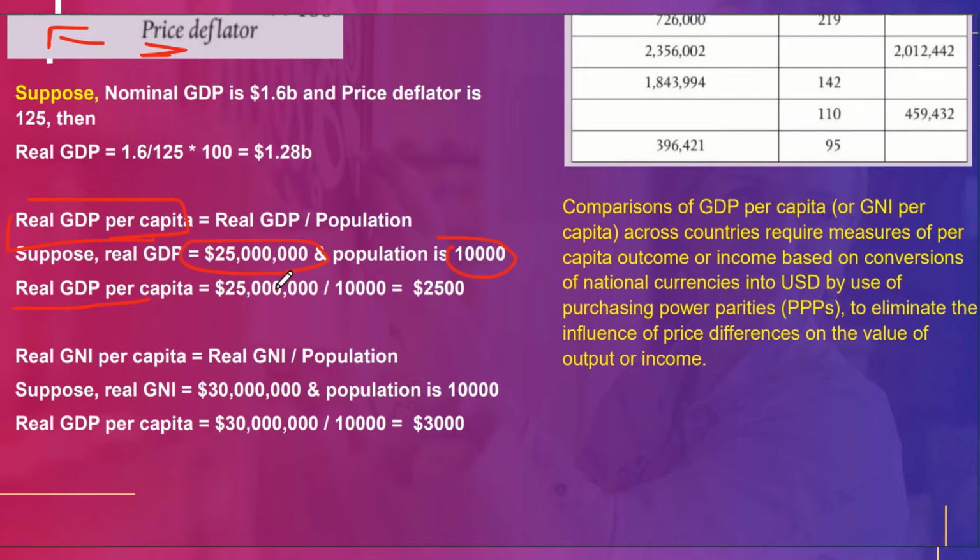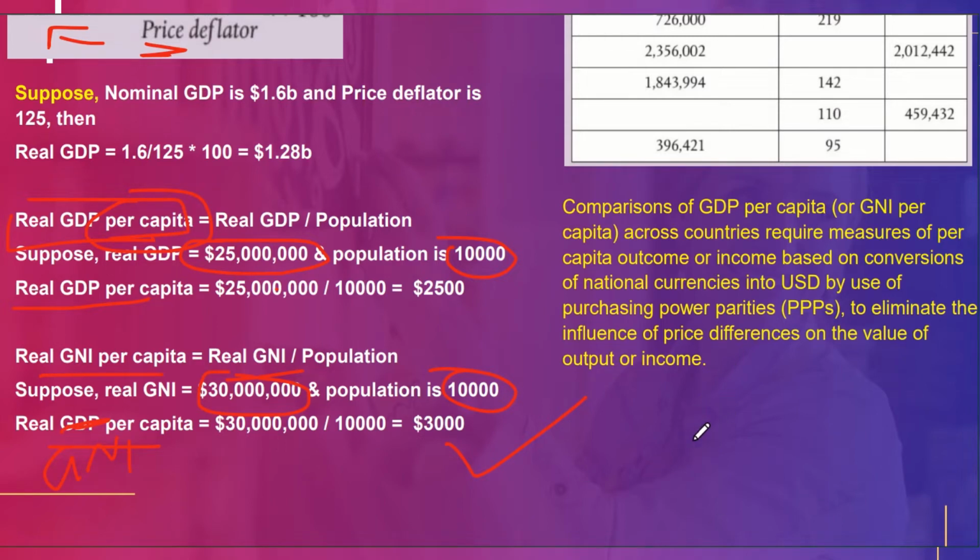Yeah, $2,500. And meanwhile, real GNI per capita, again, real GNI upon population. See, if something is asked per capita, it means whatever the number divided by population, that's it. Suppose real GNI is 30 million and population is 10,000, and this is not GDP, it is GNI. GNI per capita equals 30 million upon 10,000, equal to $3,000. So this is easy, not difficult, right?